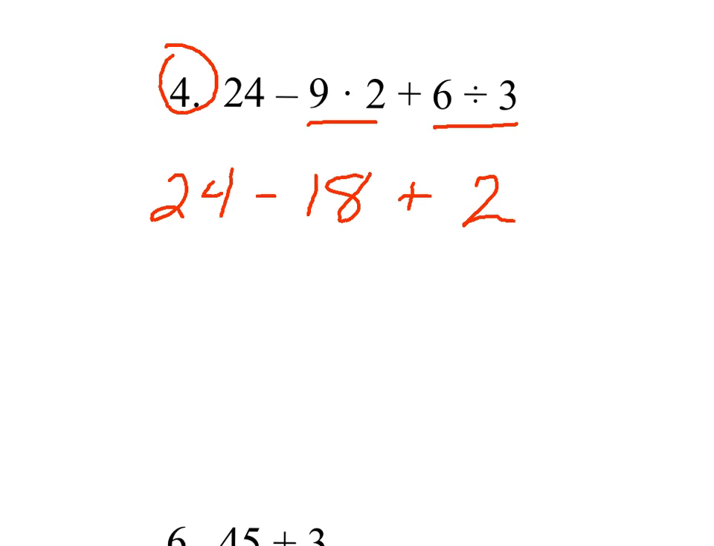So we're going to go in here, 24 minus 18 is 6, and then we're going to add 2 to that and get an answer of 8. So check number 4 in your homework. Hopefully you have 8 and you're off to a good start.